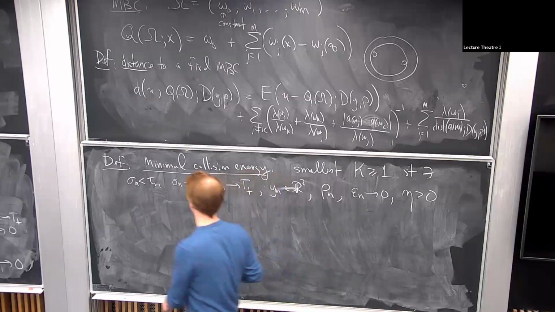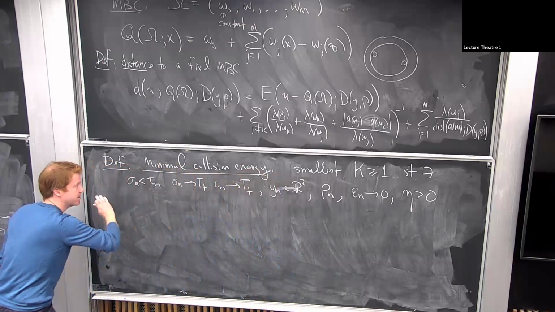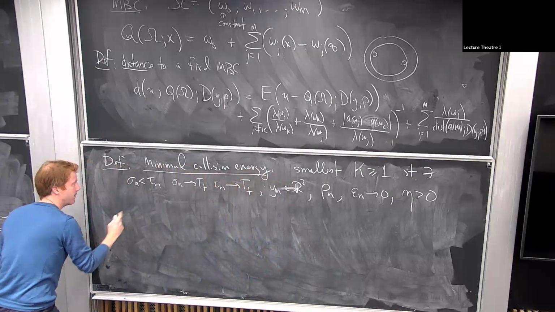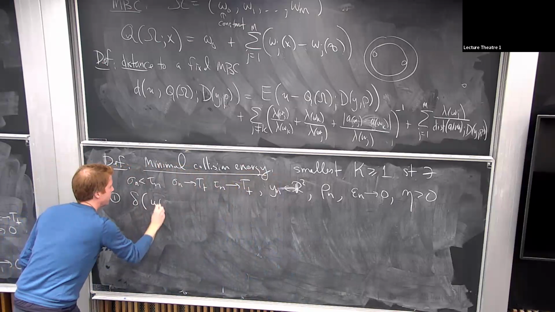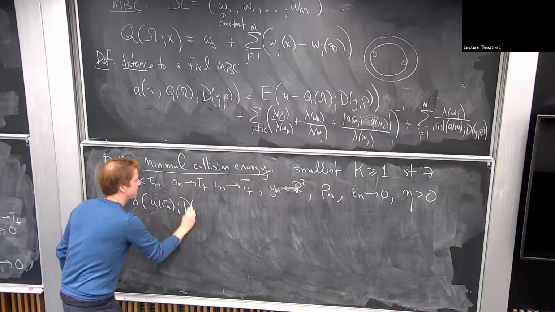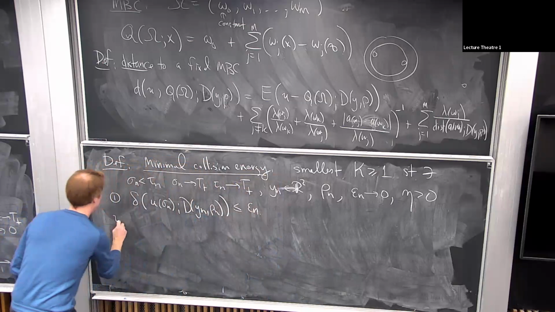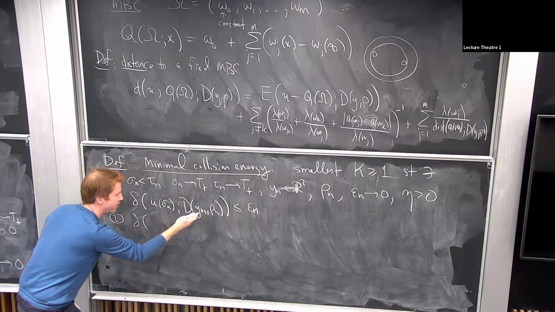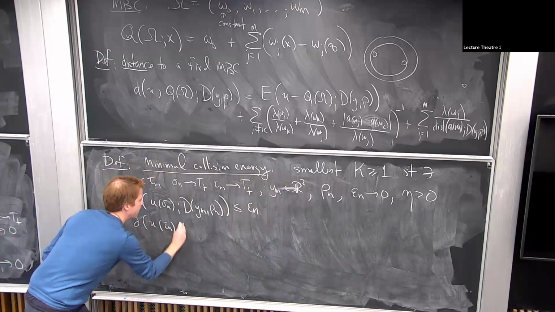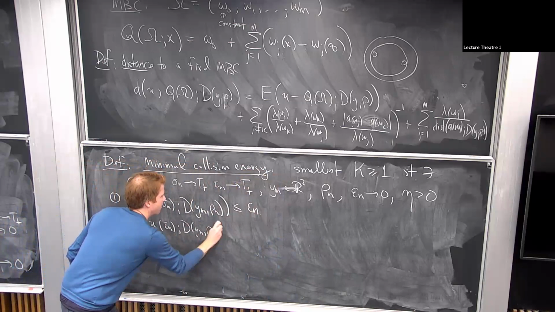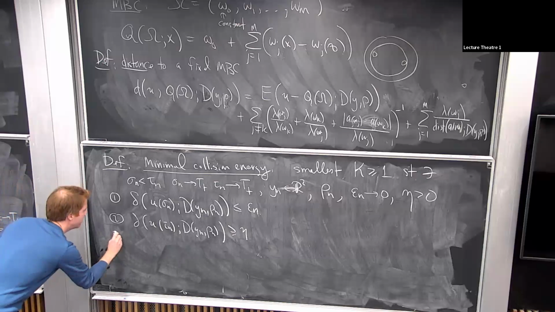Eta is going to be my distance to multi-bubble configurations. So the definition is the smallest k such that there exist such sequences with the following properties. One, my distance at time sigma n to multi-bubble configurations is small, epsilon n. So this is my bubbling time, where I'm close to multi-bubbles. Two, my distance at time tau n is big, fixed bigger than eta for every n.